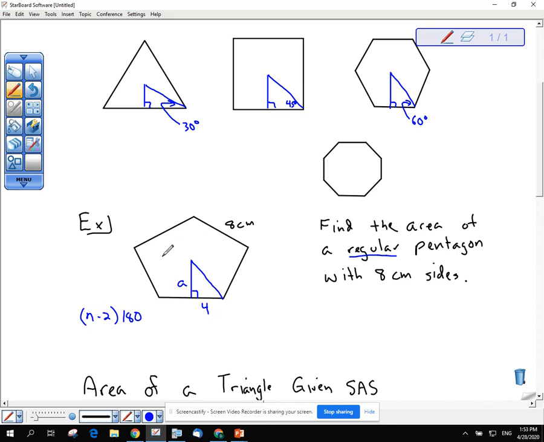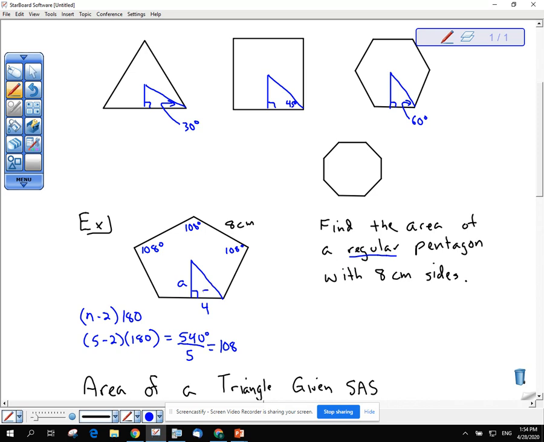The n is the number of sides, that's 5. 5 minus 2 times 180. 5 minus 2 is 3. 3 times 180 would be 540. This is the angle sum of any pentagon. It's the angle sum of these 5 angles in this pentagon. And because this is regular, I can take that 540 and divide it by 5. That would be 108. That means that each one of these angles is 108 degrees.